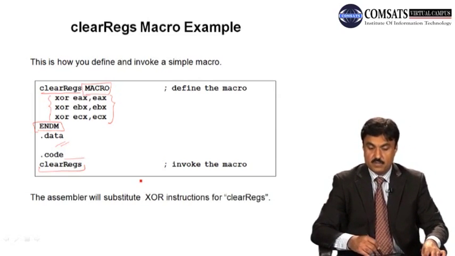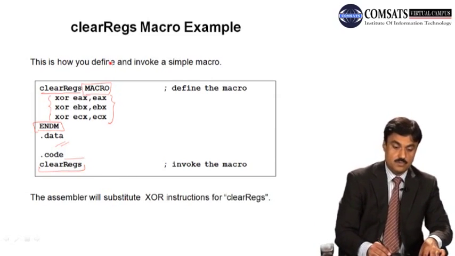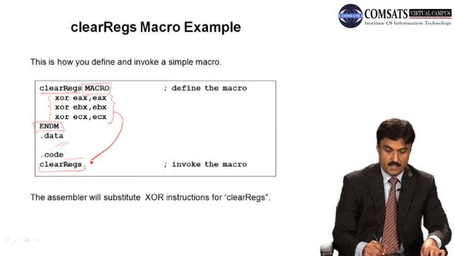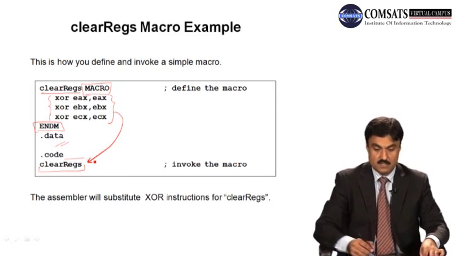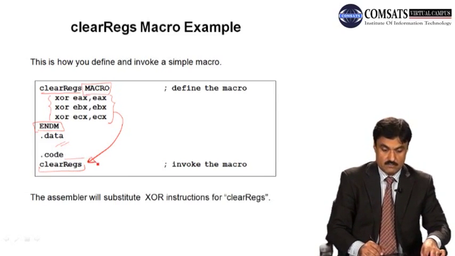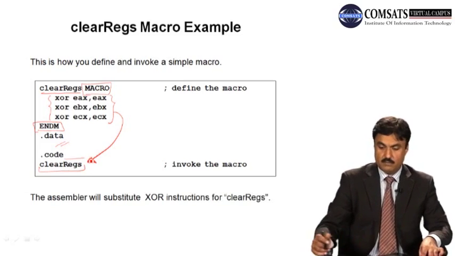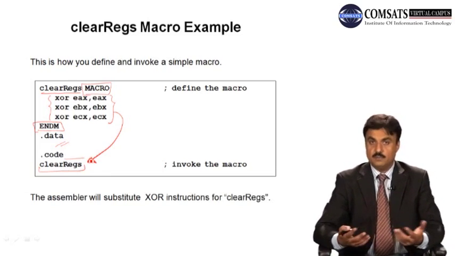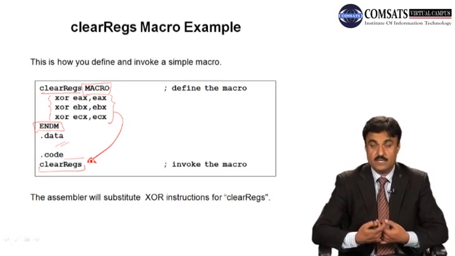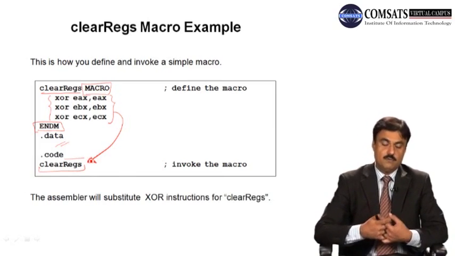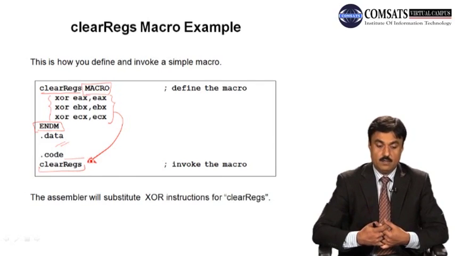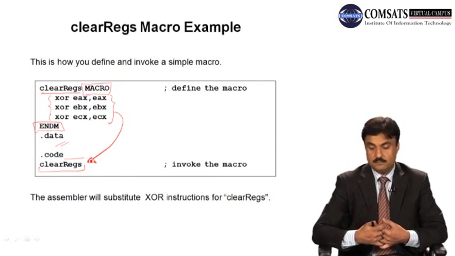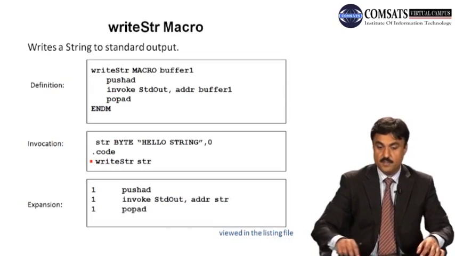So the assembler will substitute all these instructions at the place of this calling statement, or the invocation of this macro. So this area will be replaced with all the instructions inside the macro, and so on. So this macro will clear the contents of the three registers. So you can define any logic inside this macro, and that logic will be substituted inside the code area or the main program.